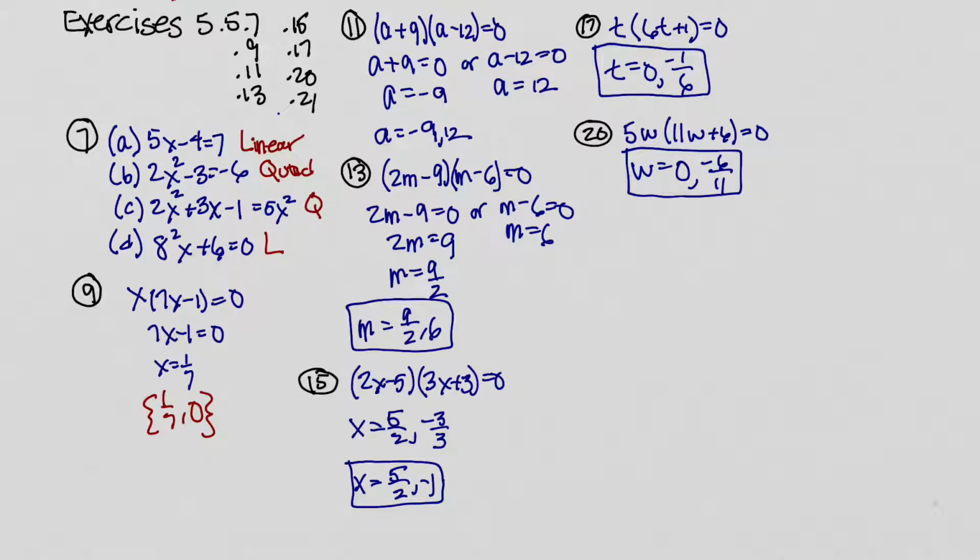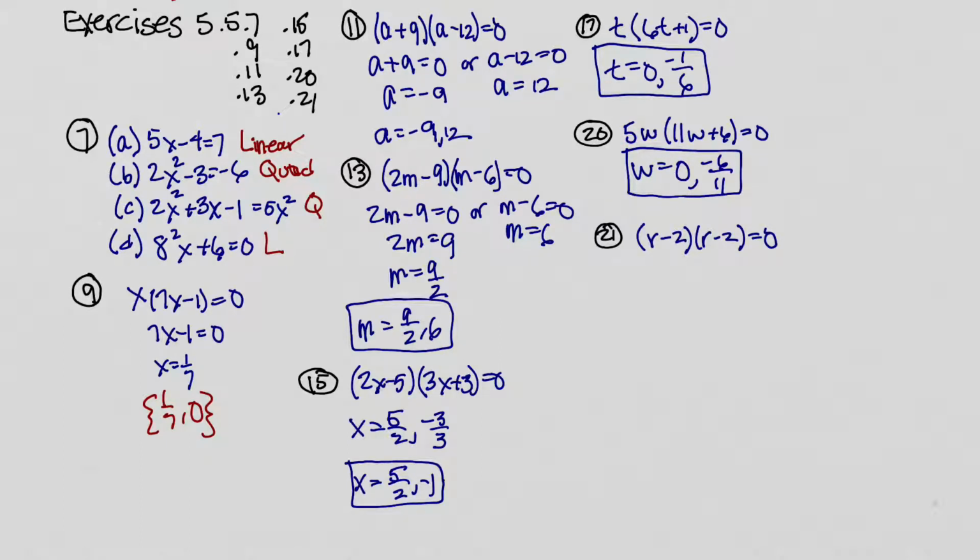And let's just say something again about that 5. The 5 has no effect on our solution set here. 5 is not going to be equal to 0. What we could do is divide both sides of this equation by 5. In that case, the 5 divided by 5 here would be a 1, and 0 divided by 5 is 0. So we'll just get w times 11w plus 6 is 0.